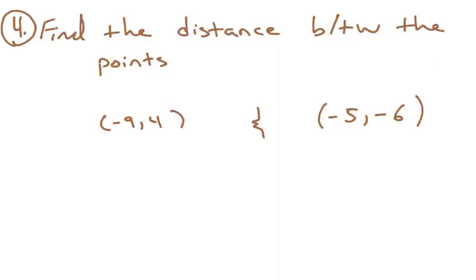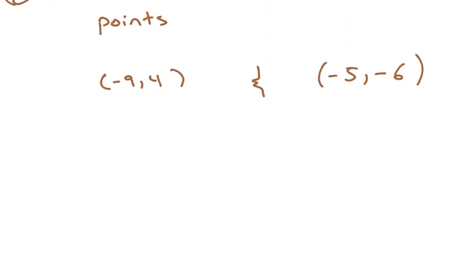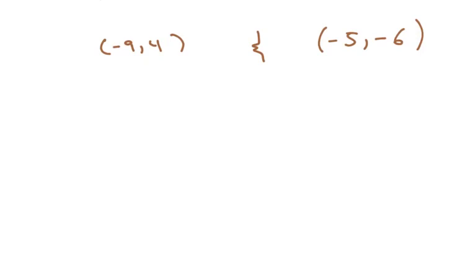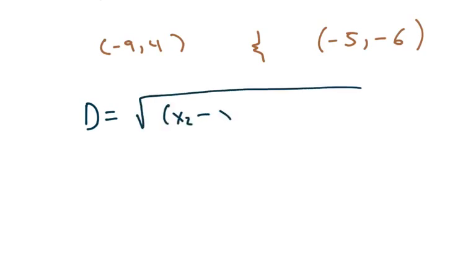Okay, so this question is asking find the distance between the points -9, 4 and -5, -6. So the first thing is I need to go over what the distance formula is. So the distance formula is the square root of x2 minus x1 squared plus y2 minus y1 squared.